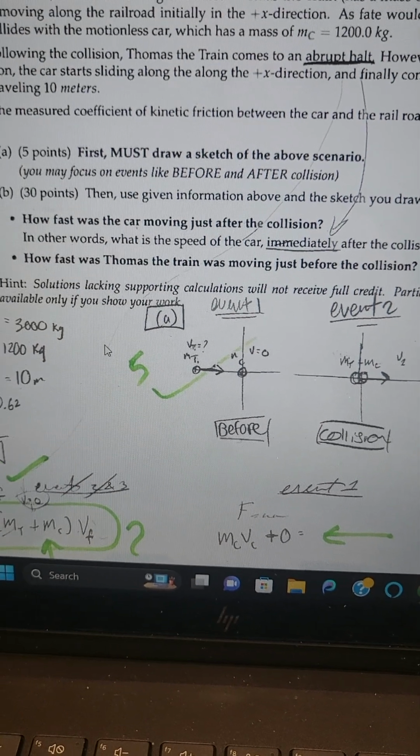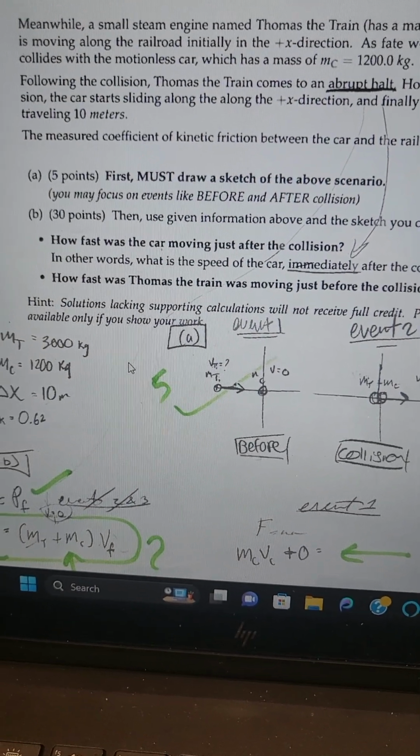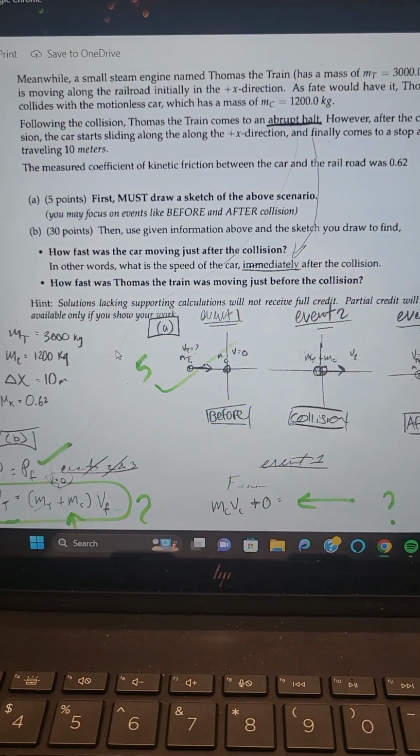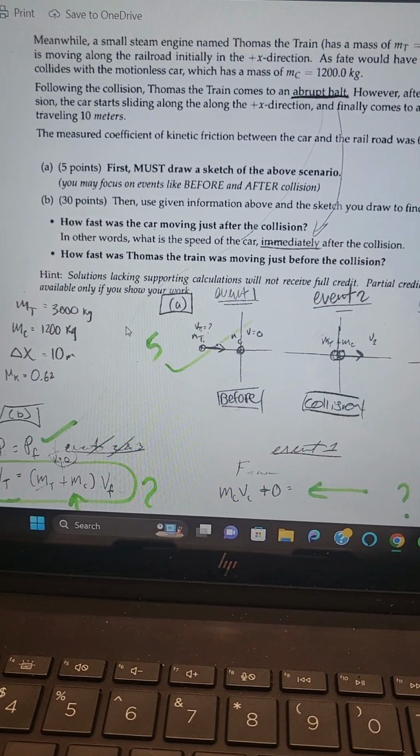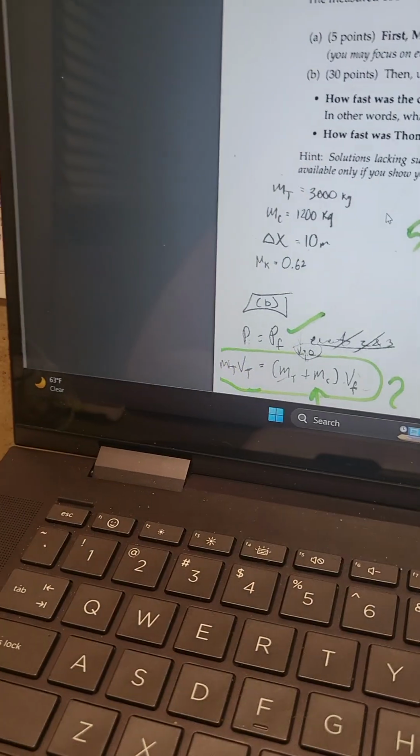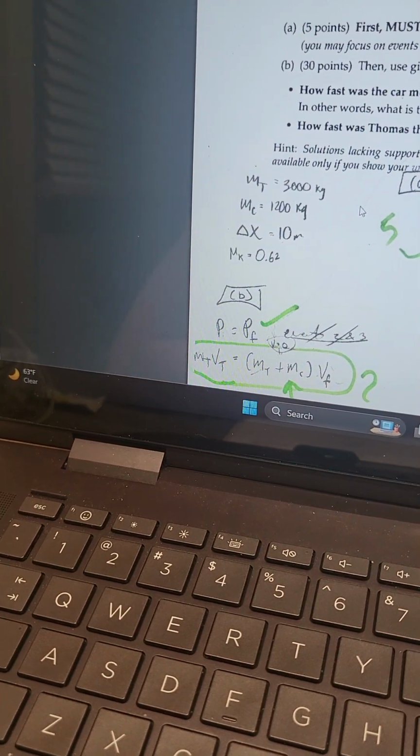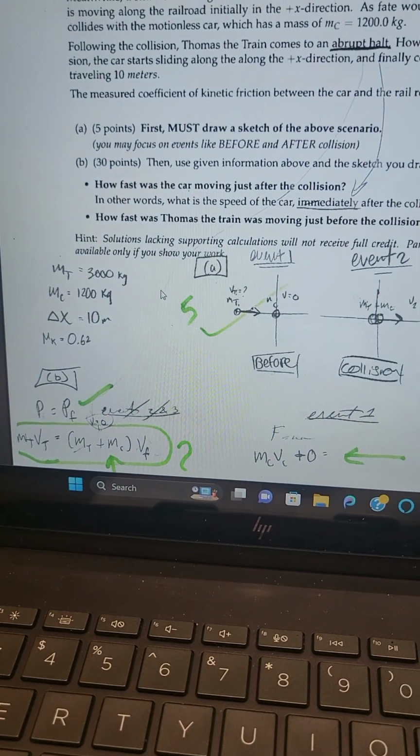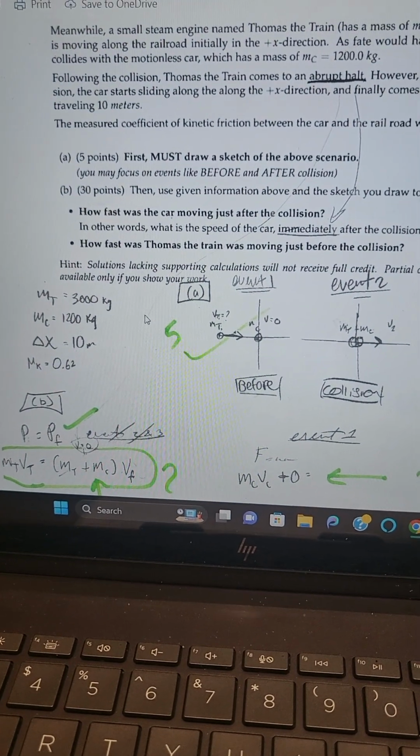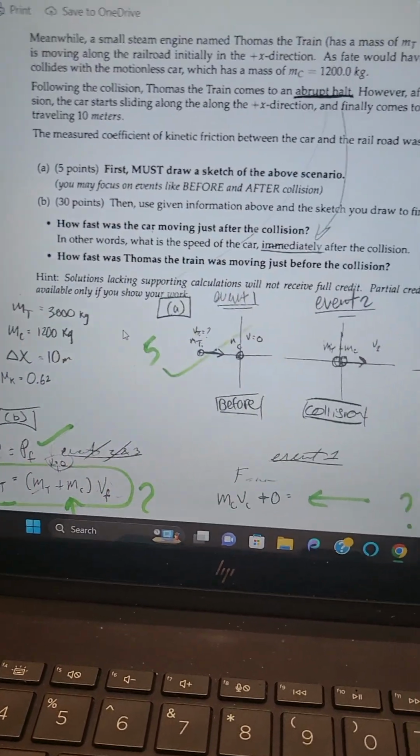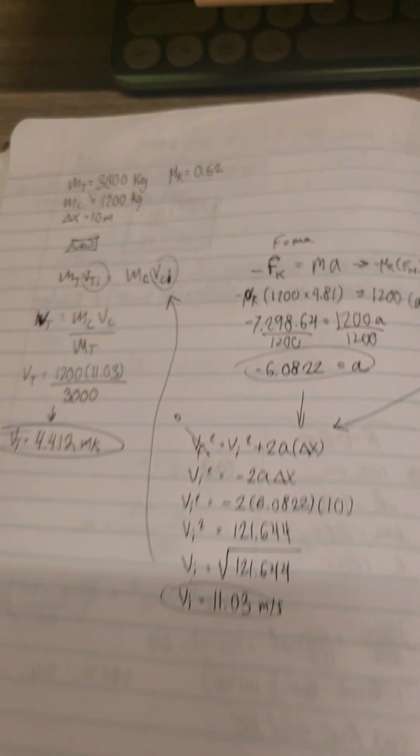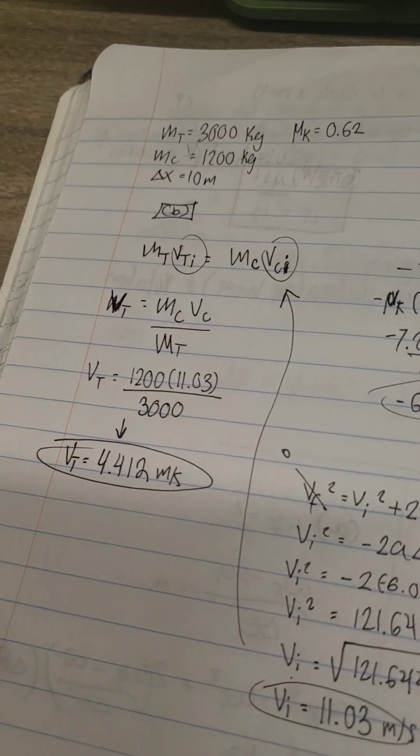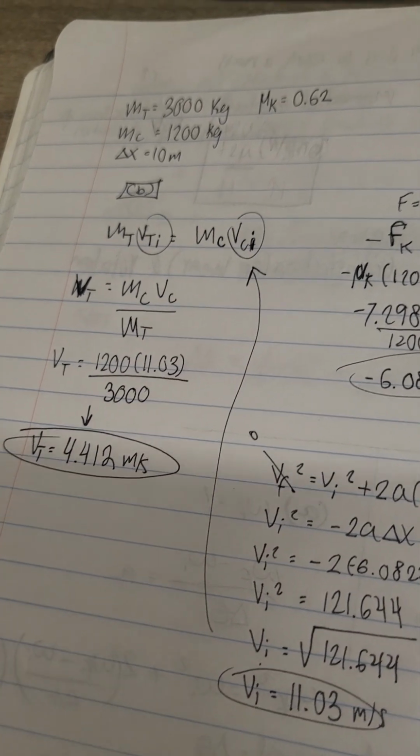And then for the second part, like how fast was Thomas moving just before the collision, I was more confident in setting up that side, which I got correct. But the right side I was pretty confused on. So I later found out, so I wrote out everything here, how it's supposed to be done correctly.